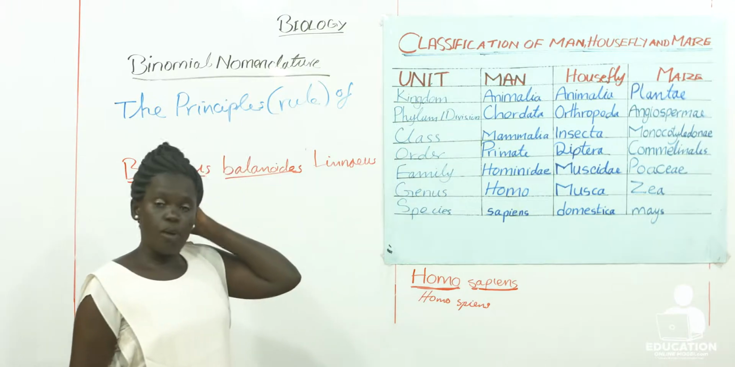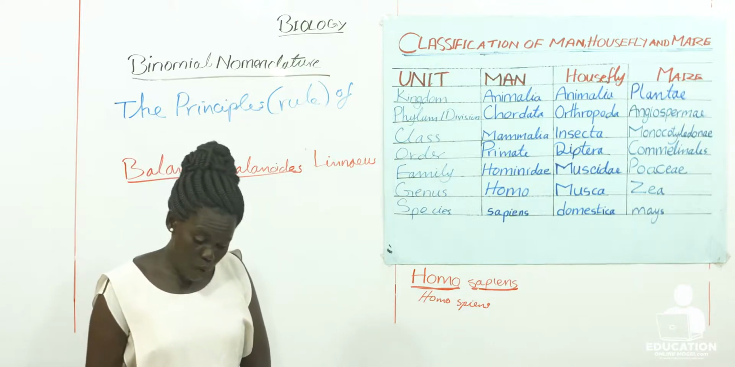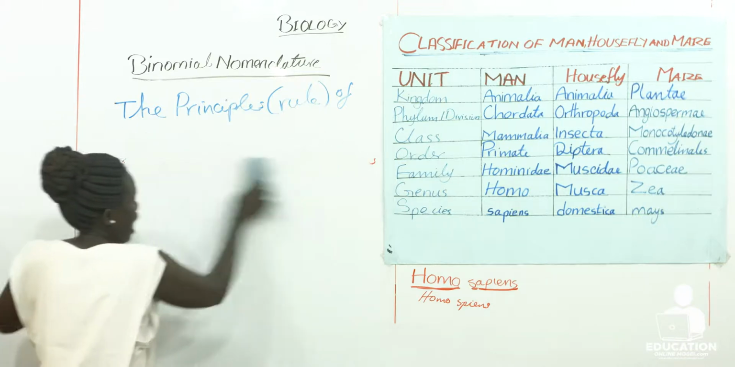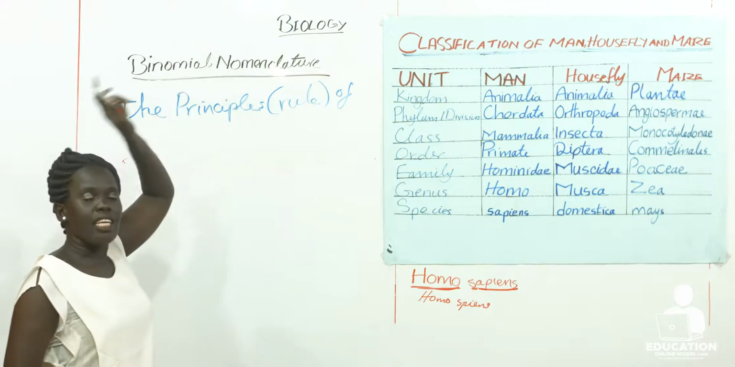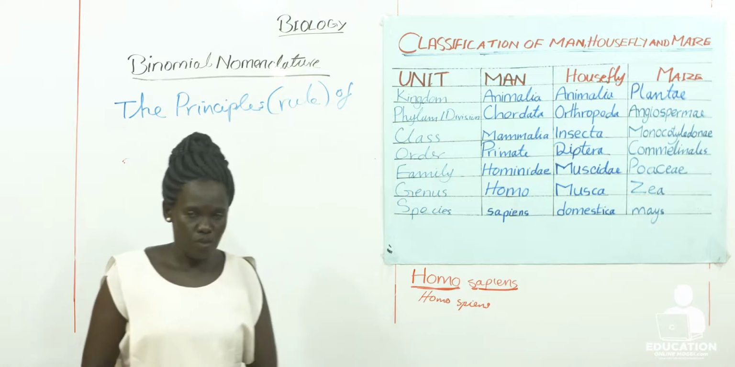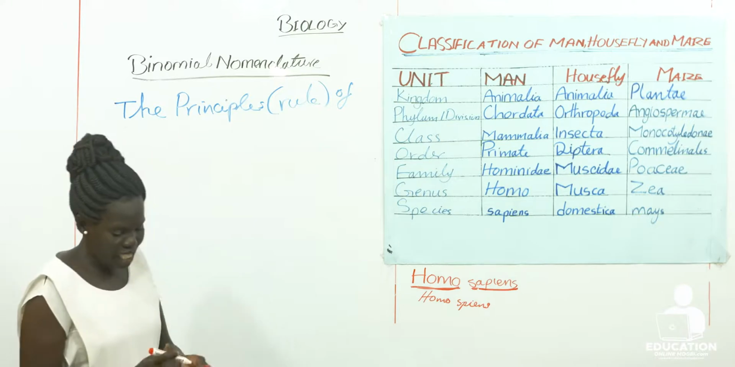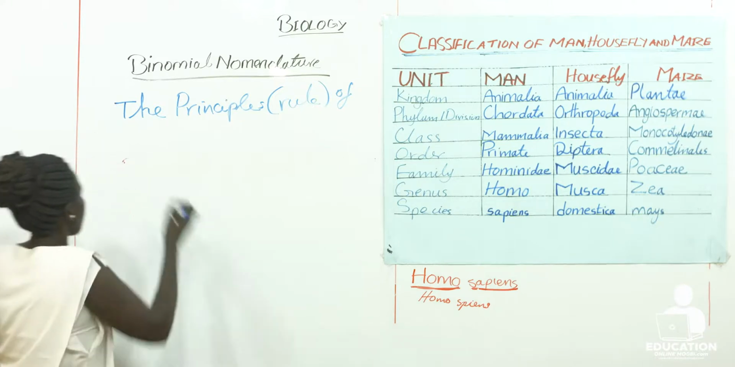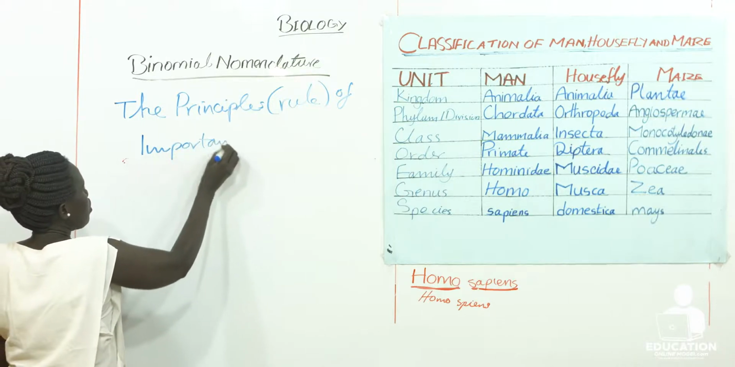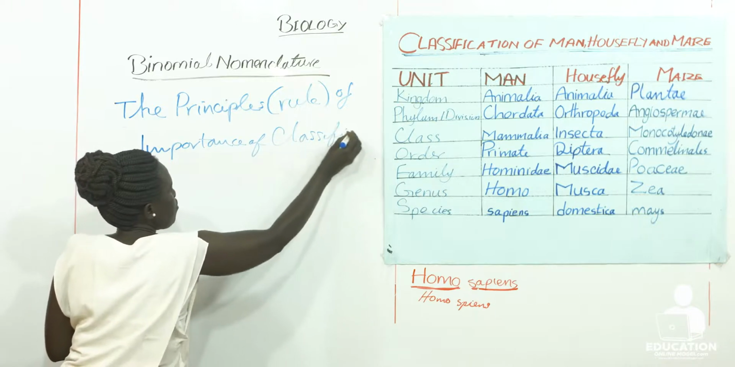So we are done with the principle of double naming. Now let's come to see the importance of classification. Because as I said, binomial nomenclature has a relationship with classification. It's not different from classification. That's why we are coming to see the importance of classification. Why are we classifying living organisms?